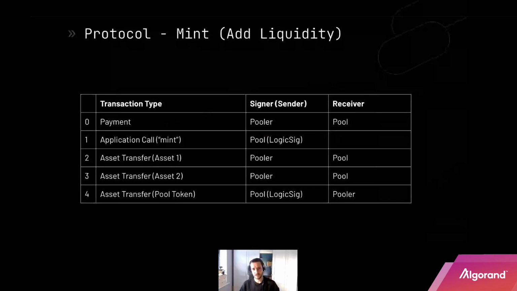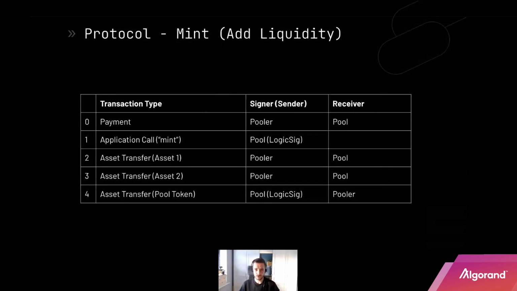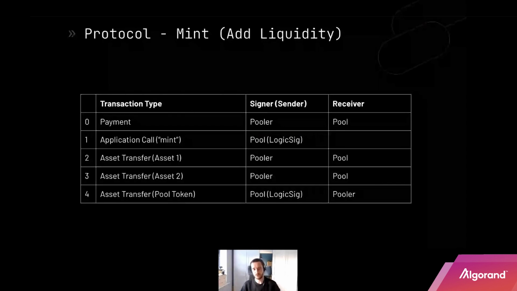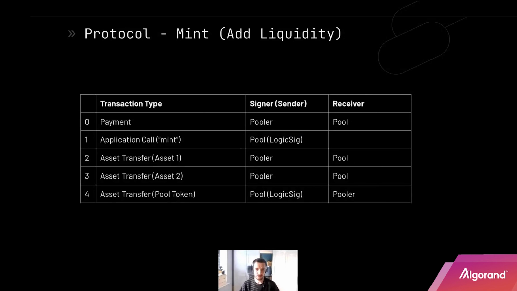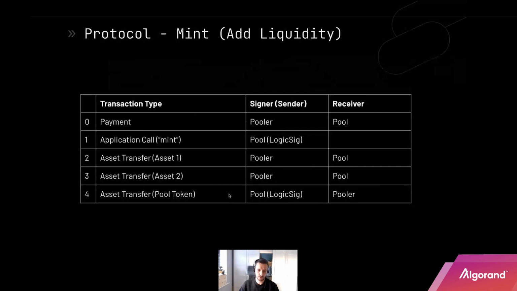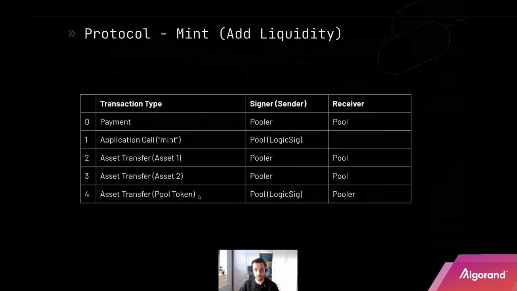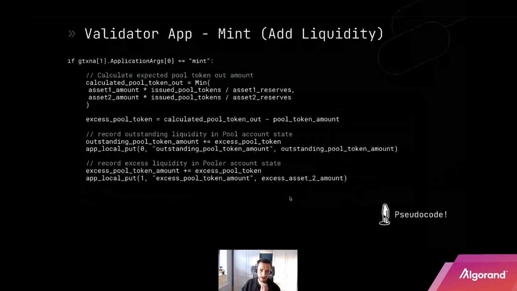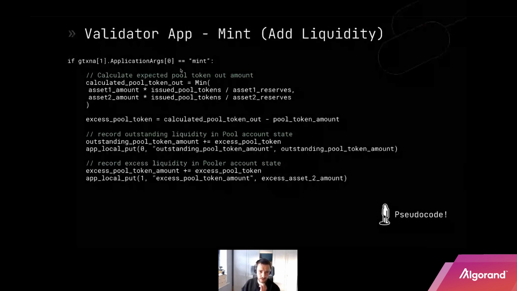So poolers need to be able to add liquidity to pools, so they need to submit what's called a mint transaction. It's called mint because they're minting pool tokens. So by adding liquidity, they're minting pool tokens. So they make a payment transaction at the start, and then they make an application call to the stateful app, and then they transfer their two assets to the pool, and then they get a transaction that transfers the pool token from the pool to the pooler, and they submit this as a group. And then the responsibility of the stateful contract is to ensure that the user gets the correct amount.